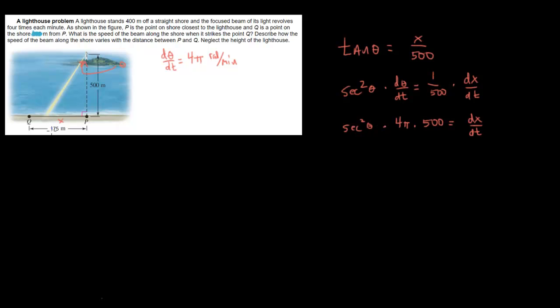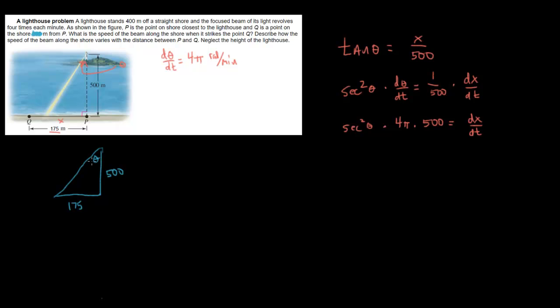And notice what I haven't used yet. I haven't used this fact, 175 meters distance between P and Q. So now what I can do is essentially just draw this other triangle. So let's look at this specific situation, when the base of this triangle is 175 and the height of the triangle is 500. Okay, theta goes right there, and I can just figure out what secant squared is. Conversely, I can figure out what theta is.